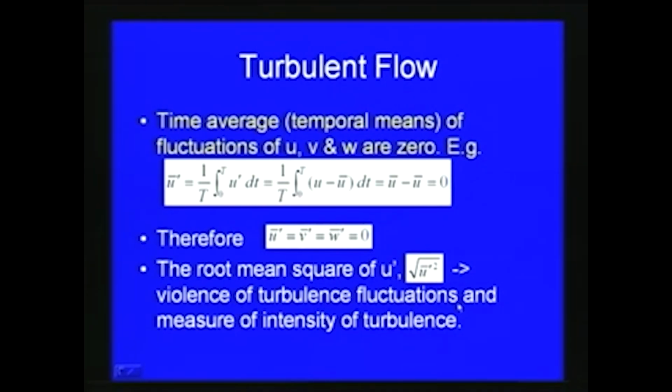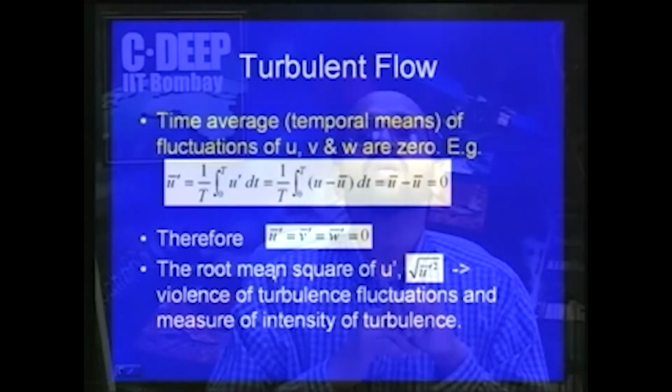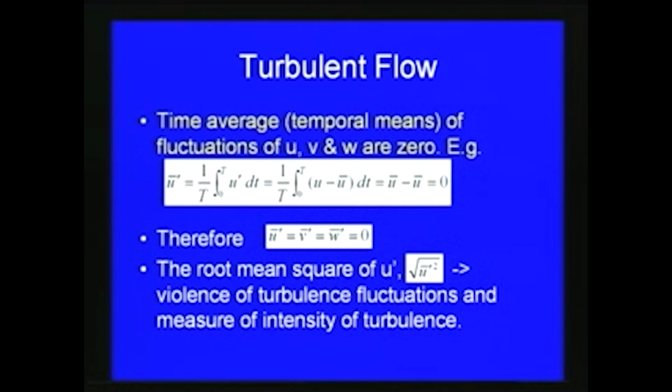And then the root mean square of u dash we can express. This will be the violence of turbulence fluctuations and a measure of the intensity of turbulence. So, the intensity of turbulence, or the violence of turbulence fluctuations, we can express as the square root of the mean of u dash squared. This gives the violence of turbulence fluctuations and a measure of the intensity of turbulence.